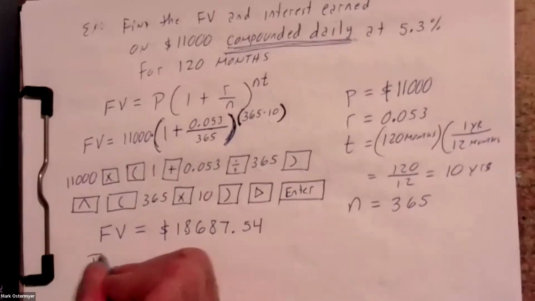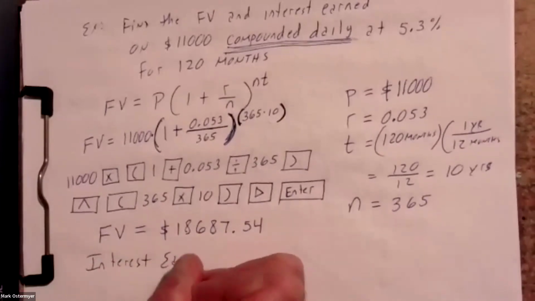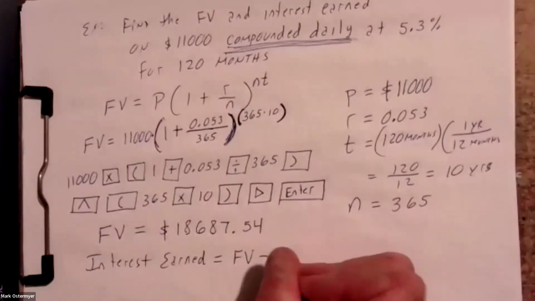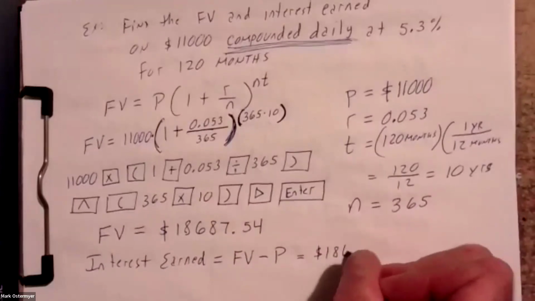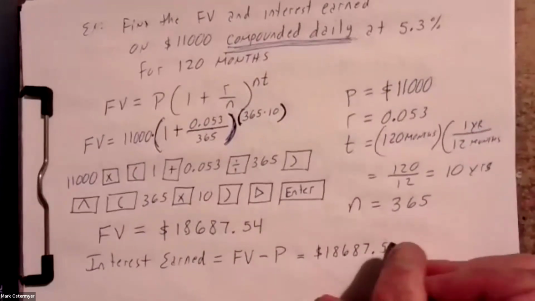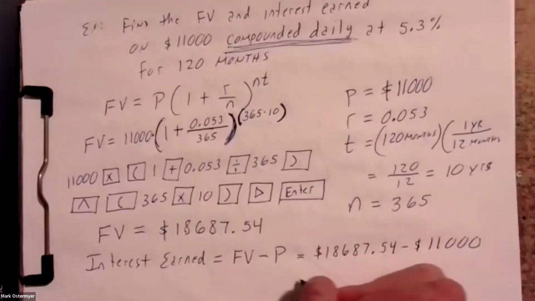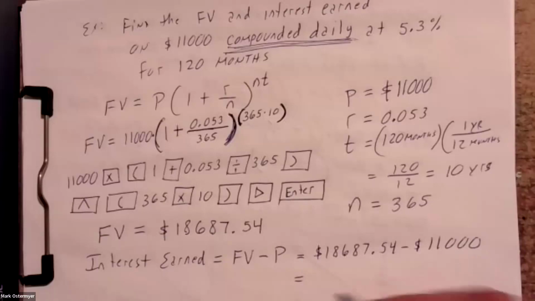So how much interest was earned over this 10-year period? Well, that's going to be your future value minus your initial principal. So that's $18,687.54 minus the $11,000 that you initially plunked into the account. And that's going to give you $7,687.54. It's going to give you a hefty amount of change that was earned.